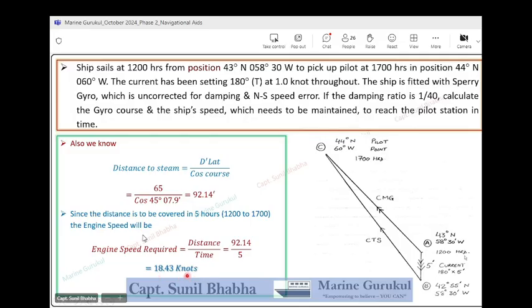Now this is the engine speed which is required to be maintained. So this was one of the items which was required. Find the ship's speed. This will be the answer for the ship's speed, 18.43 knots. Moving ahead now.